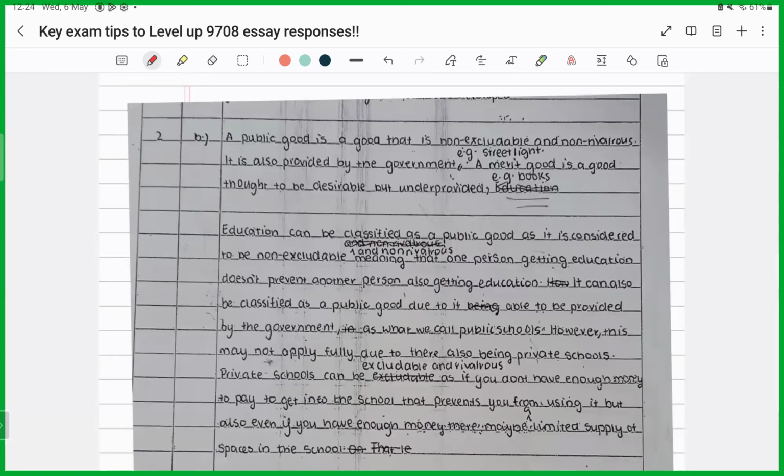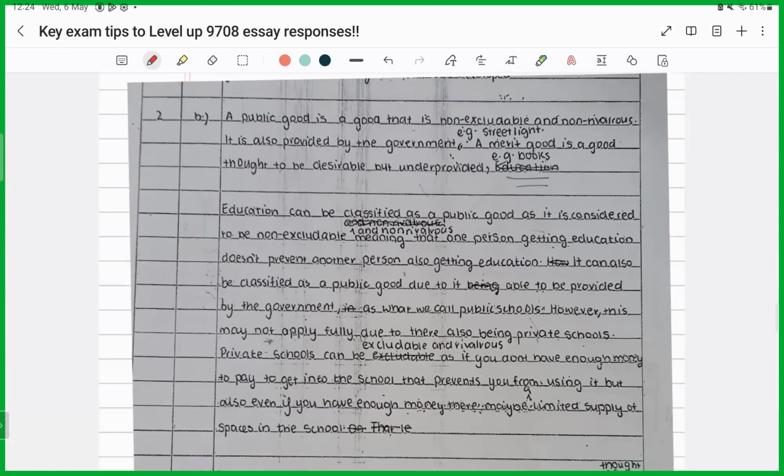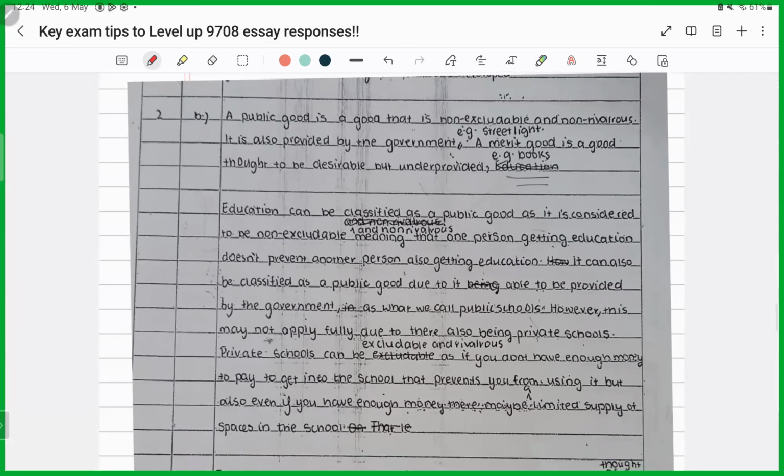A public good is a good that is non-excludable and non-rivalrous. It is also provided by the government. Example, street light. A merit good is a good thought to be desirable but underprovided. Example, books. Education can be classified as a public good as it is considered to be non-excludable, meaning non-rivalrous. One person getting education doesn't prevent another person also getting education. This is what the candidate is saying.